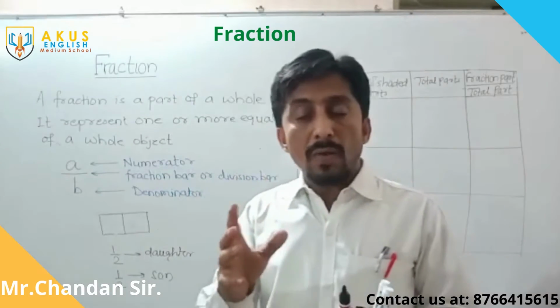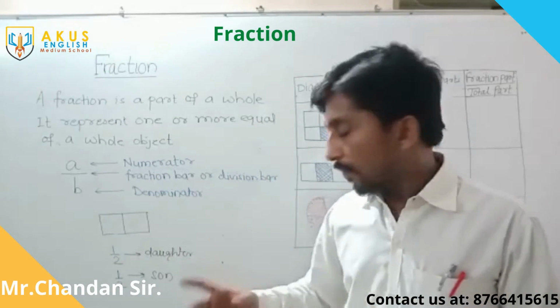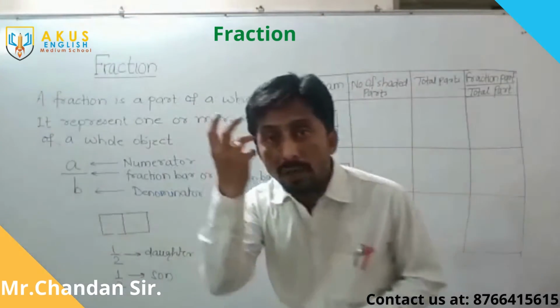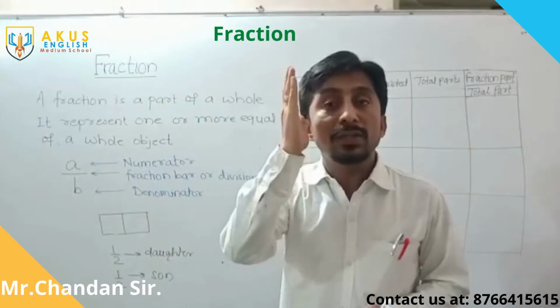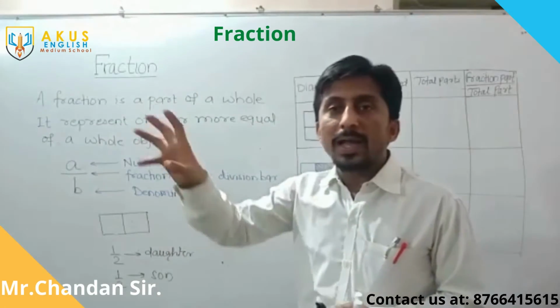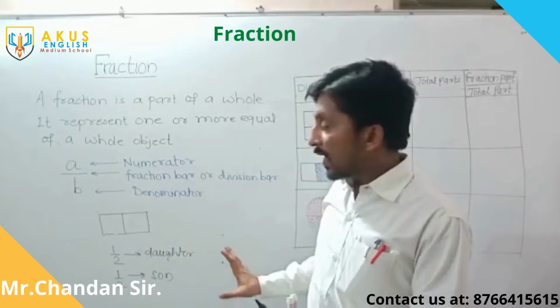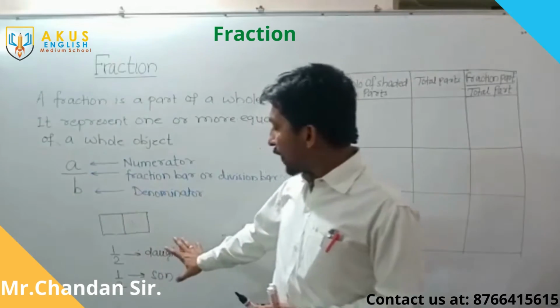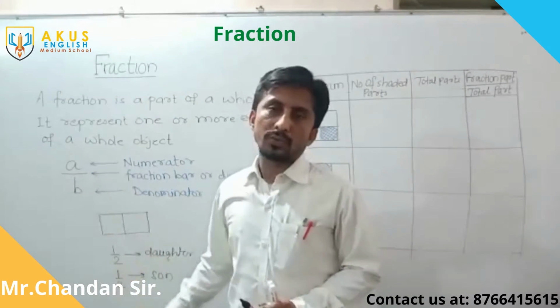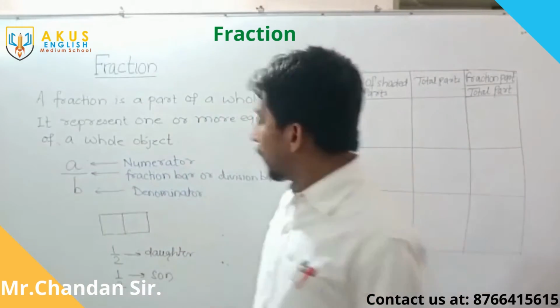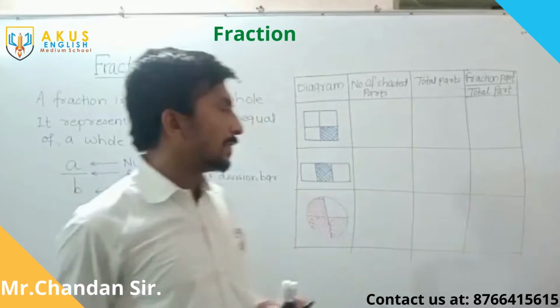1 upon 2, how will we read it? Half, 1 half. One chocolate was there, and I made it into two parts. Half part I gave to my daughter and half part to my son, and this is written in fraction form as 1 upon 2. We read it as half. Understood? I hope you understood this.